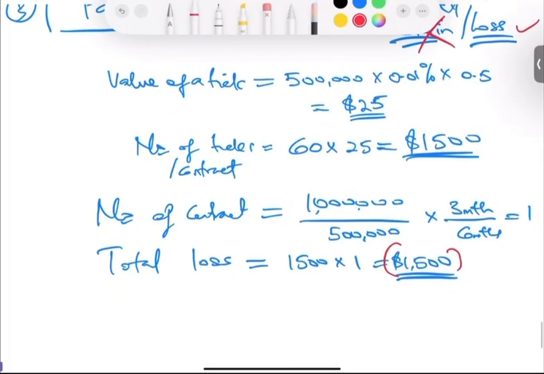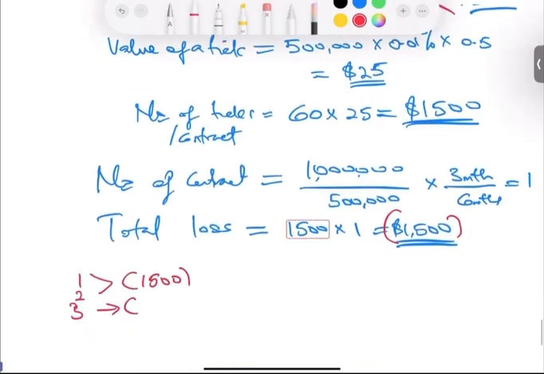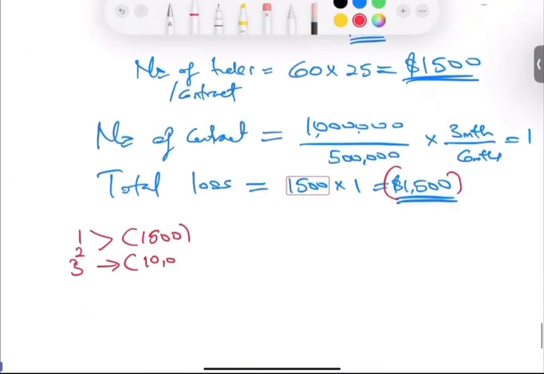So which means that the final outcome of your step 1, step 2, step 3: steps 1 and 2 are giving a loss of 1,500. And step 3 is also giving a payment of how much? 10,000. So which means your final outcome is 11,500 payments.